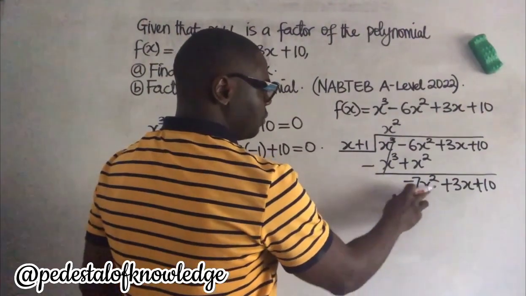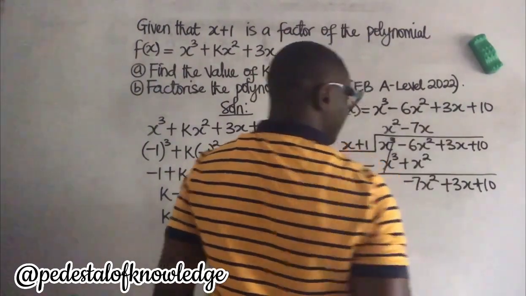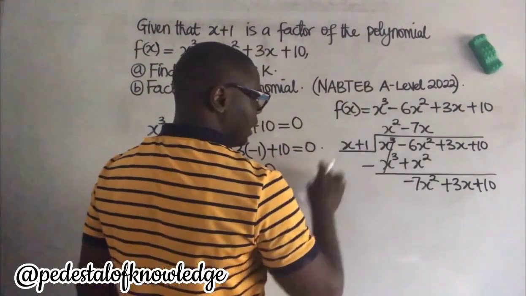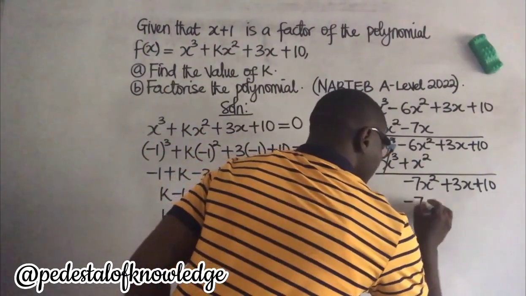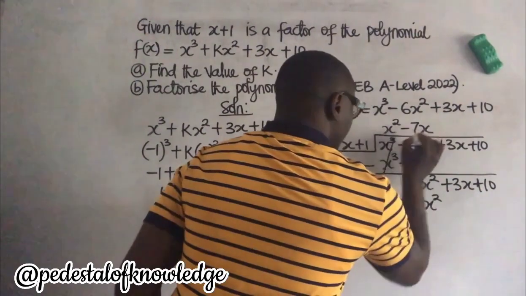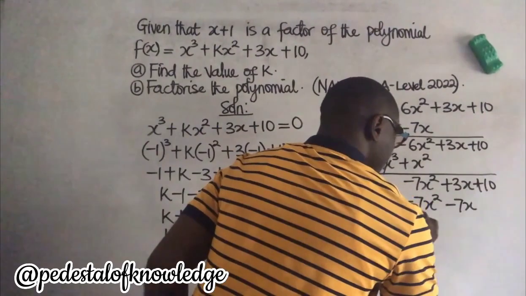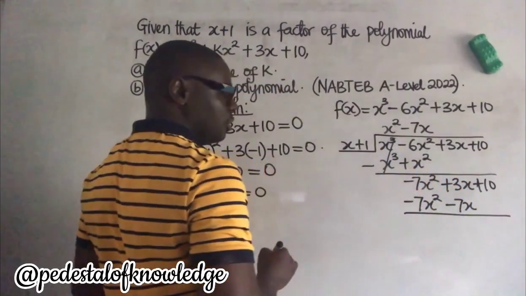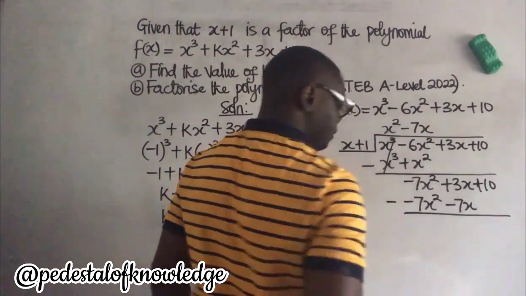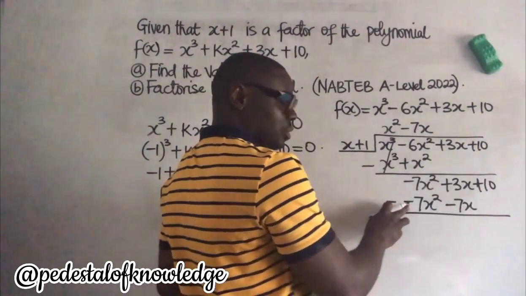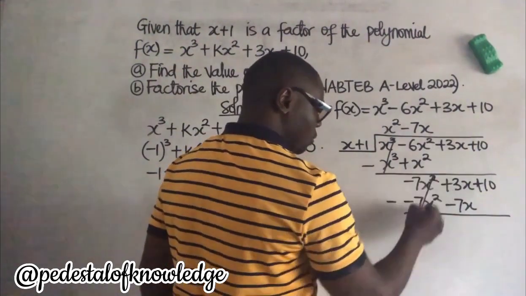x into minus 7x squared will give us minus 7x. And this minus 7x will now multiply. When it multiplies x, we are going to have minus 7x squared. Minus 7x times 1 will give us minus 7x. Okay. Now, what we are going to do is to subtract this from this. So, this minus is going to affect this minus to give us plus. So, minus 7x squared plus 7x squared is equal to 0.